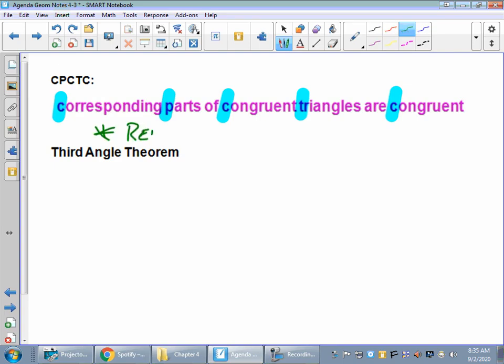We're not going to do a whole lot of proofs, but in these proofs, the reason you see quite a bit is CPCTC, because once you prove that these triangles are congruent, then you can easily prove that each part would be congruent as well. Each angle and each side would be congruent. So that's CPCTC.